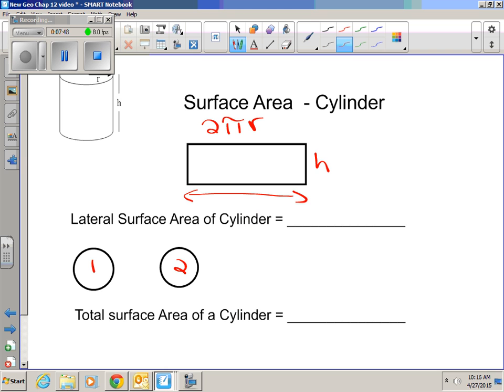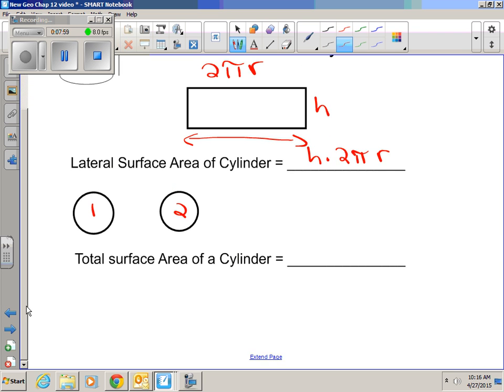So the lateral surface area of a cylinder is height times 2 pi r, and the total surface area of a cylinder are 2 circles, 2 pi r squared, plus the lateral surface area, which is 2 pi r h.